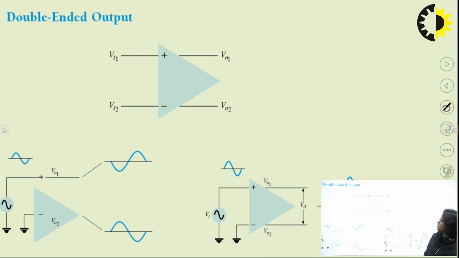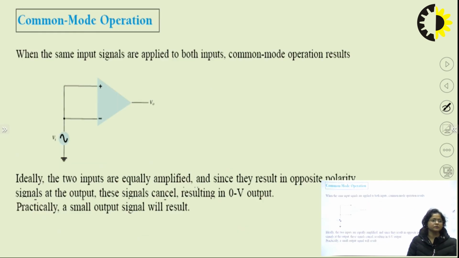So the double-ended configuration can be seen as two inputs and two outputs. With input Vi1, output is Vo1. With input Vi2, output is Vo2. And if one of the inputs is grounded, the output is directly proportional to the other input.